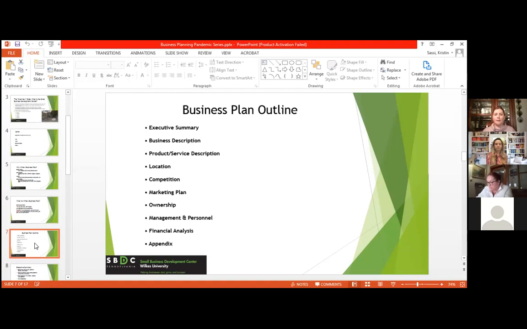And this is what you have. Your executive summary is going to be your first section. Your business description, products and services, location, competition, marketing plan, ownership, management and personnel, the financial analysis, which will actually be an explanation of your financial projections in written form, and then your appendix section.